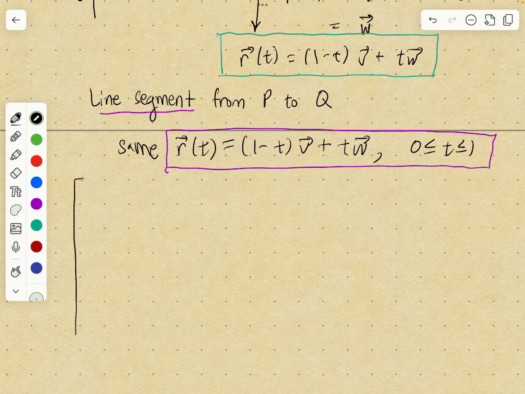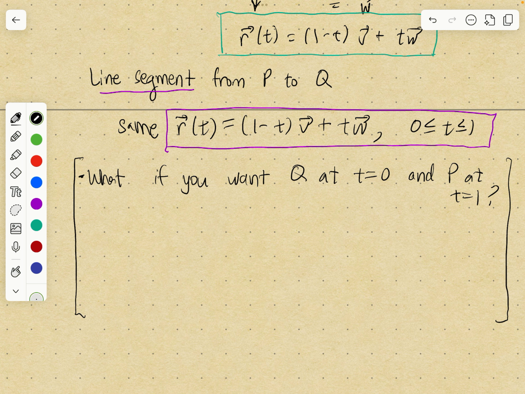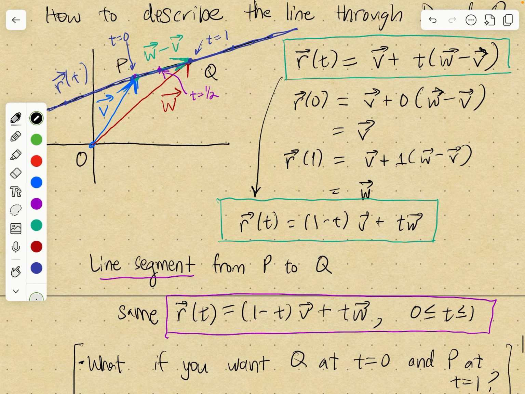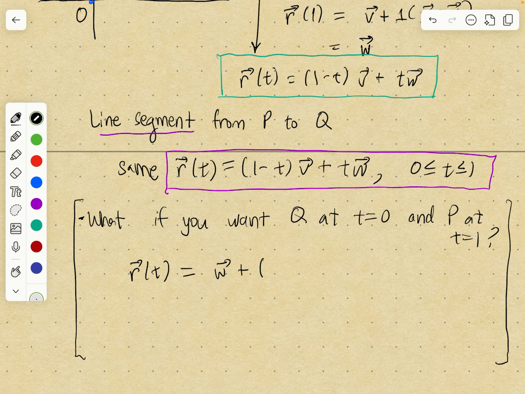This is just an aside: what if you want Q at t equals 0? If you think of t as time, you want to start at Q, and you want P at time t equals 1. Then what would you do? Well, to start at Q, you would start at W, so it would be W plus t times, hmm, W plus t V.